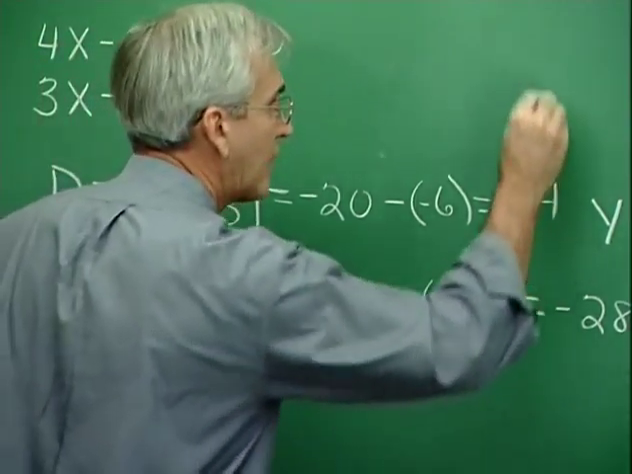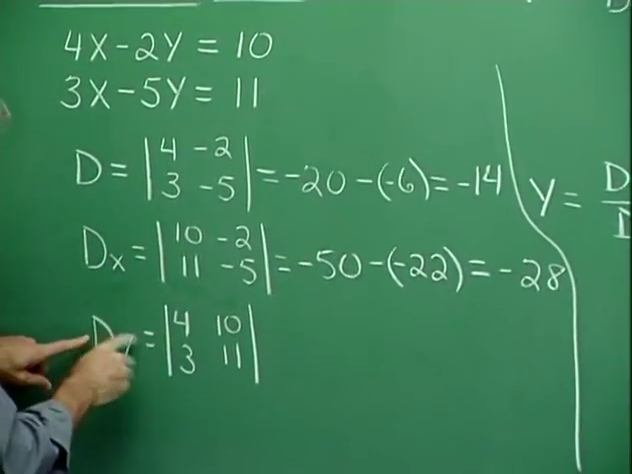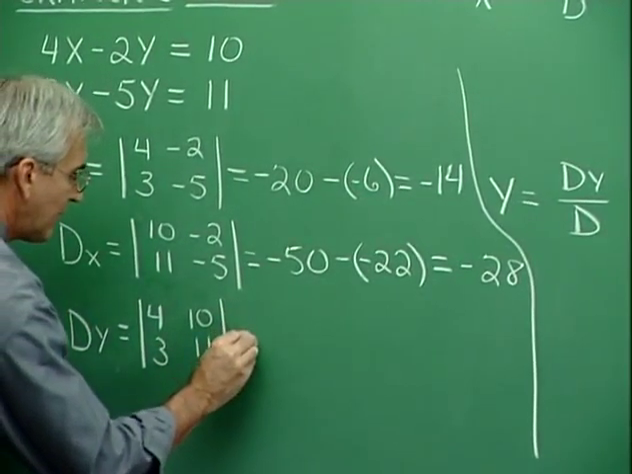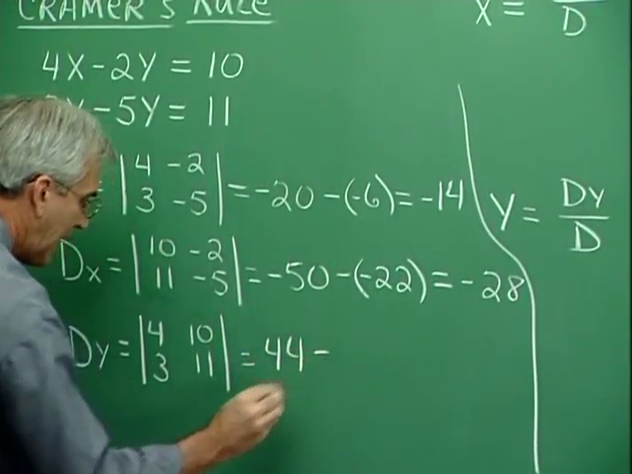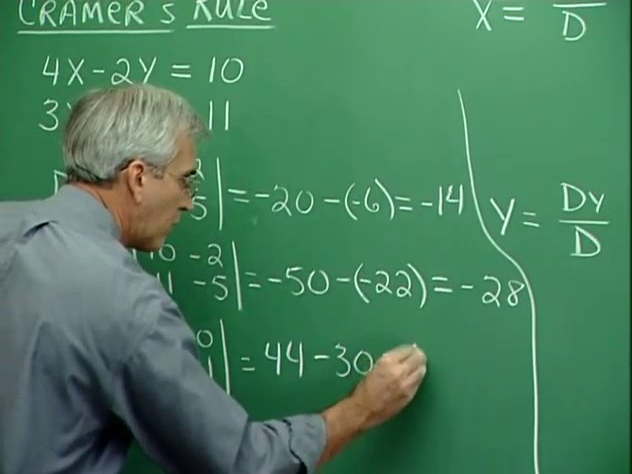Looks like I'm getting a little jammed with this other part. Let me just do this. There we go. And let's see, this D sub y is 4 times 11, 44, minus 3 times 10, 30. 44 minus 30 is 14.